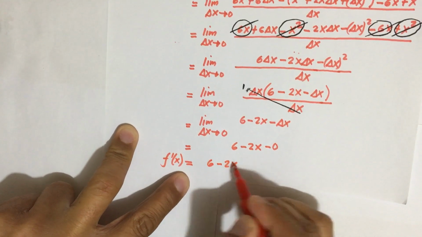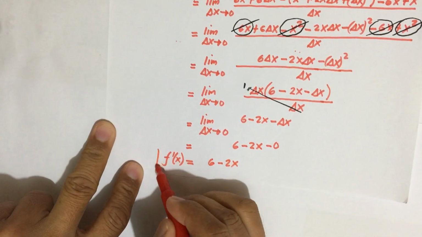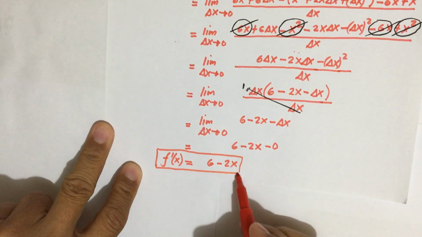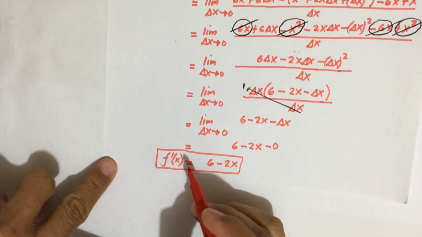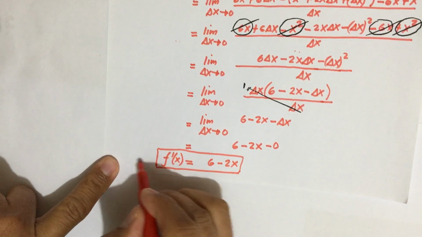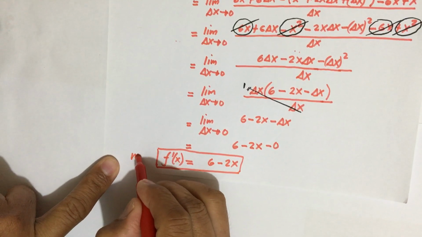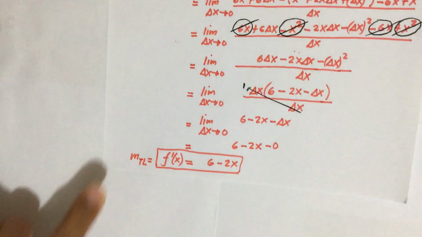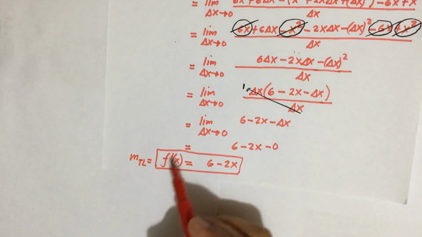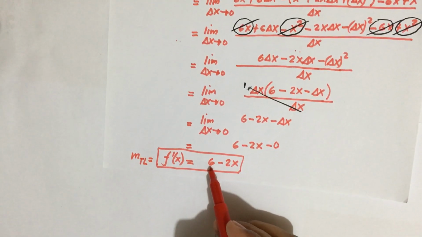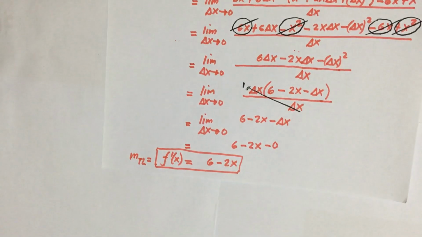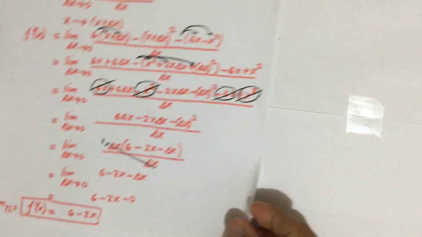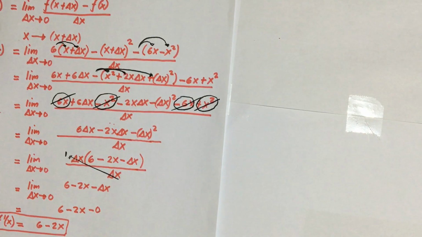is equal to 6 minus 2x. Okay, so this is our f prime of x, which, in our derivation last time, is our slope of the tangent line. Okay, so slope of the tangent line is equal to f prime of x equal to 6 minus 2x. Okay, so now looking back to our graph.